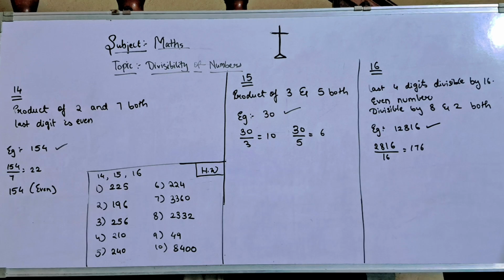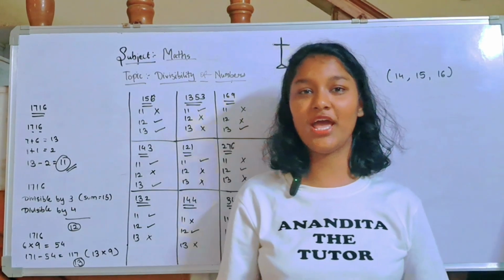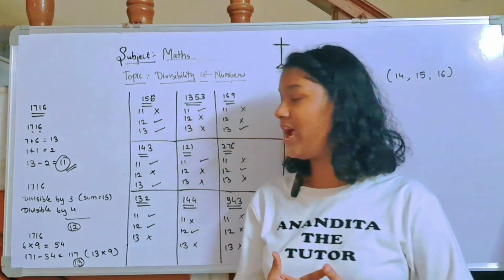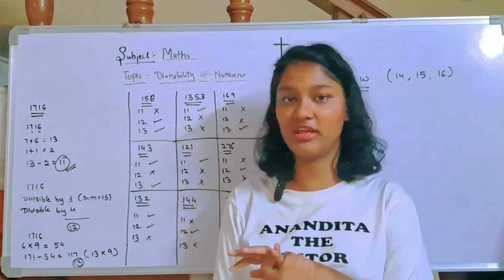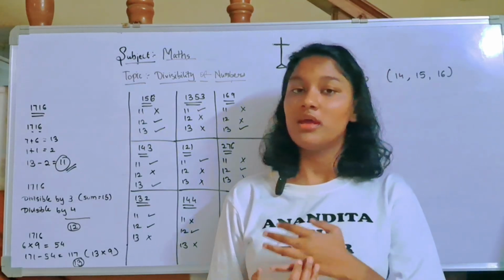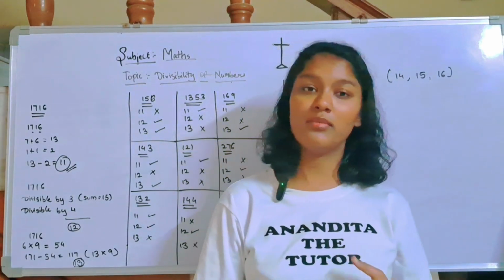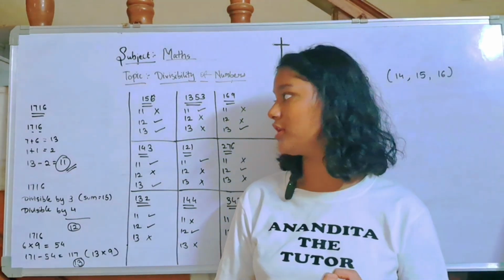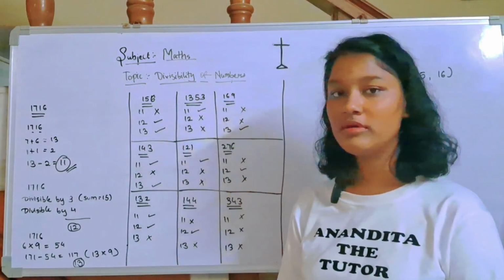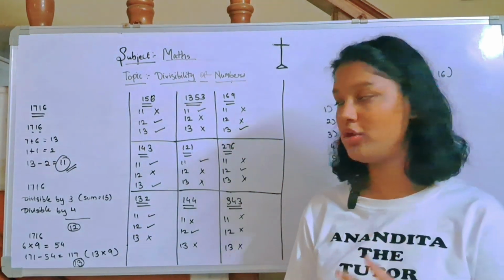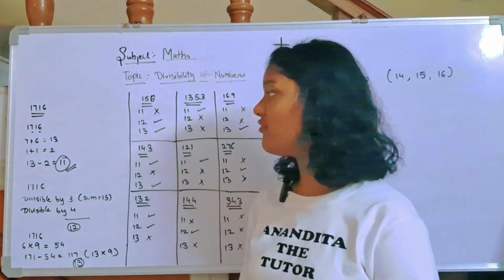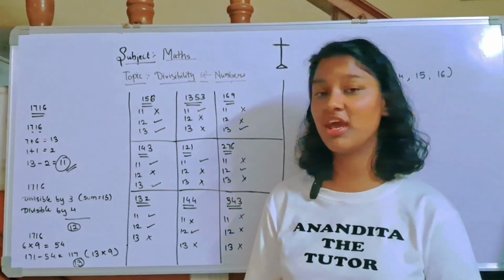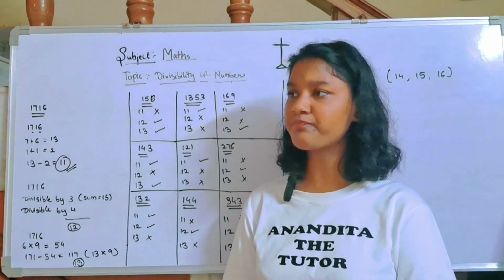Okay, so I have written the answer key here, and that day's first question was 1716. The question was whether these numbers are divisible by 11, 12 and 13. I have solved the first question for your reference. Okay, so 1716. We first have to check if it is divisible by 11.